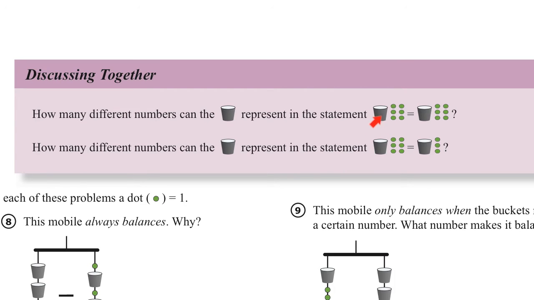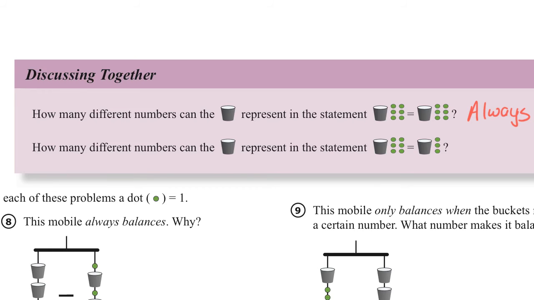What if the bucket was 0? Well, I now have 6 equals 6. It's true. What if the bucket was 1? Well, then I would have 7 is equal to 7. It's true. And because both sides of this are exactly the same, this is always going to be true. So for any number you put in there, it's always going to be true.